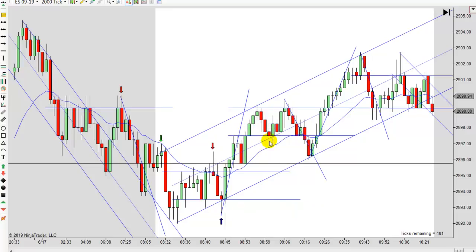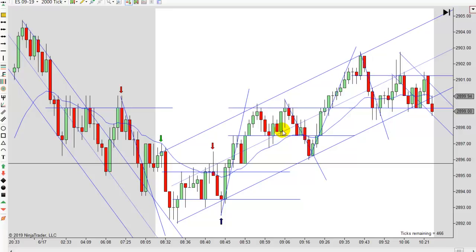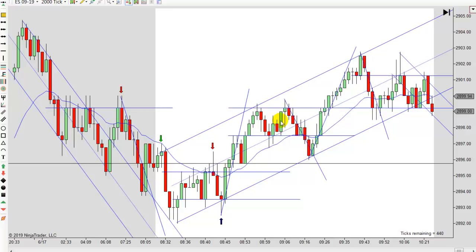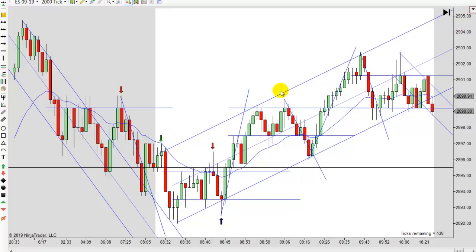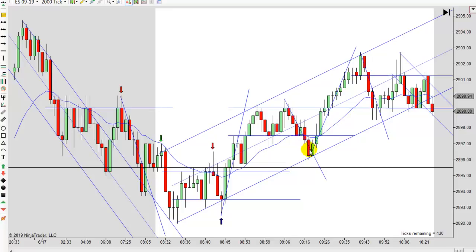You get another failed second entry short here, but you just came off the high of what looks like a two-tiered channel. So I'd want at least some kind of second entry setup or something. You do get a higher low here, and you could consider that a second entry, but that doesn't leave you much room. So I just sit tight, and of course it comes all the way back, drops out down here.